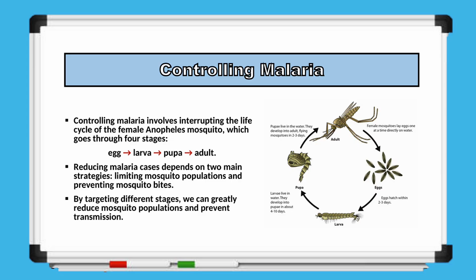The female mosquito lays eggs one at a time directly on water, and these eggs hatch within 2 to 3 days. The larvae live in the water and take about 4 to 10 days to develop into pupae. Pupae also live in the water and develop into adult flying mosquitoes within 2 to 3 days, completing the cycle.